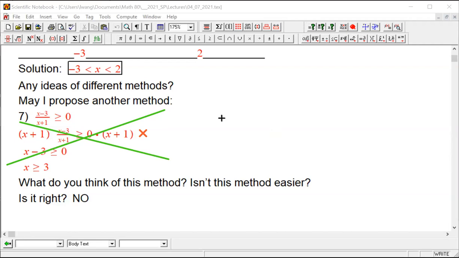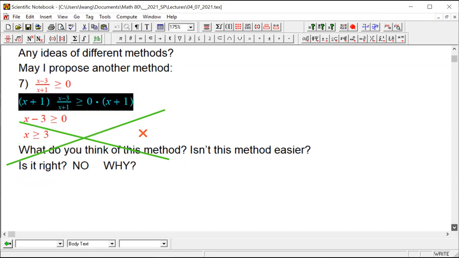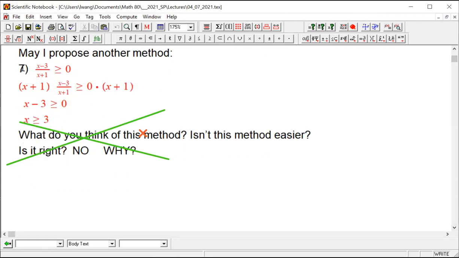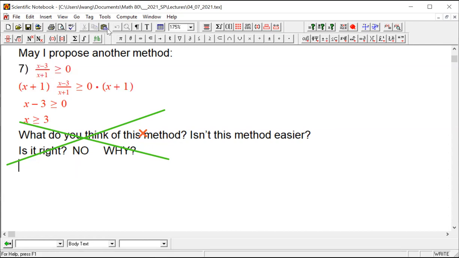Now I'm going to explain to you why this step is wrong. Why couldn't we multiply both sides by x plus 1? So what does this mean? Now let's look at something more general. From these steps, we focus on the first step. What do the first two steps imply?